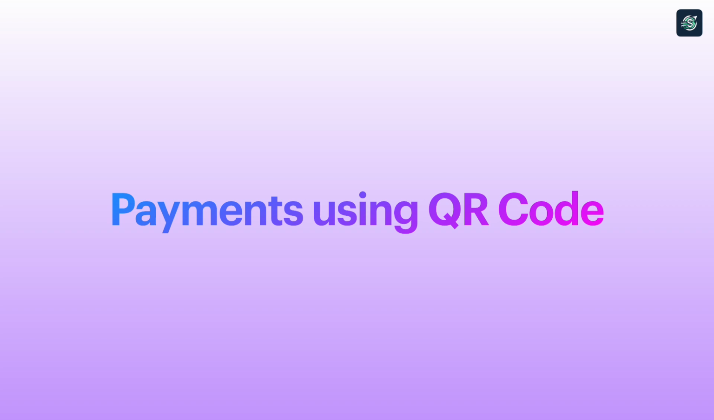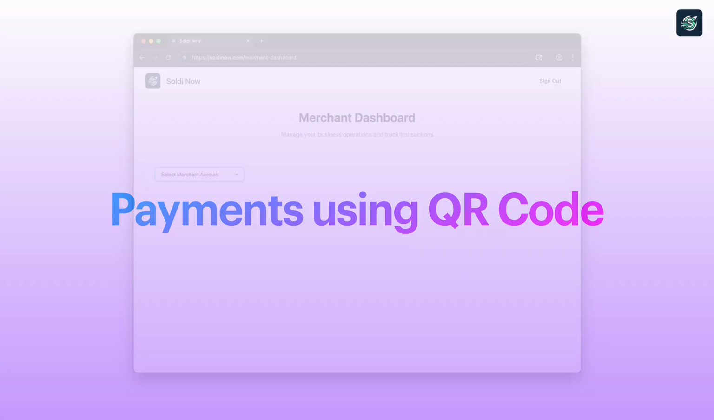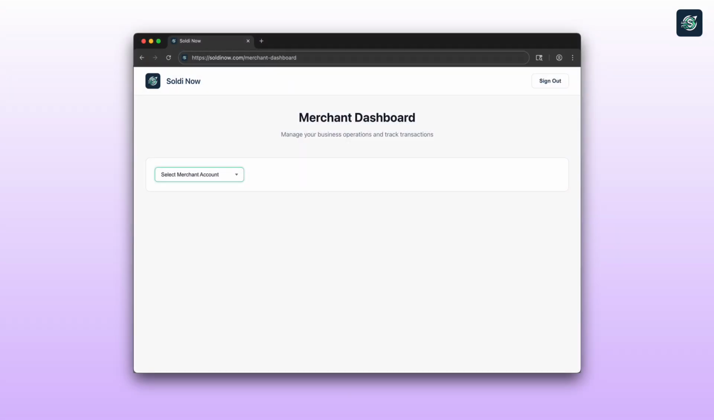Customers can pay either by scanning a QR code or through an invoice created by the merchant in Soldi Now. Now you can select your merchant account from the drop-down. After selecting it, we can proceed to create your QR code, the key for enabling customer payments.